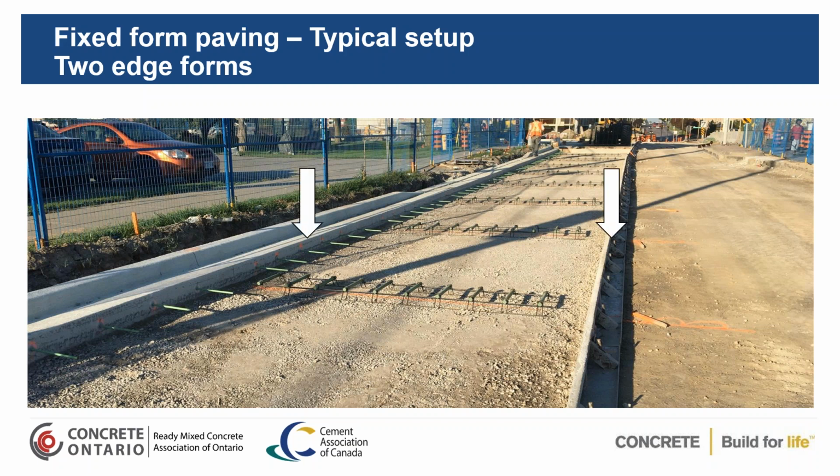So I mentioned before, you get 2 edges. Here you'll see on the right-hand side, we actually have a metal form being used. These are steel forms pinned down to the subgrade, to the base, I should say. And you'll see we're using an integral curb and gutter on this side. In this case, putting the release oil on the metal is not required because you don't get that sticking like you do with the wood.